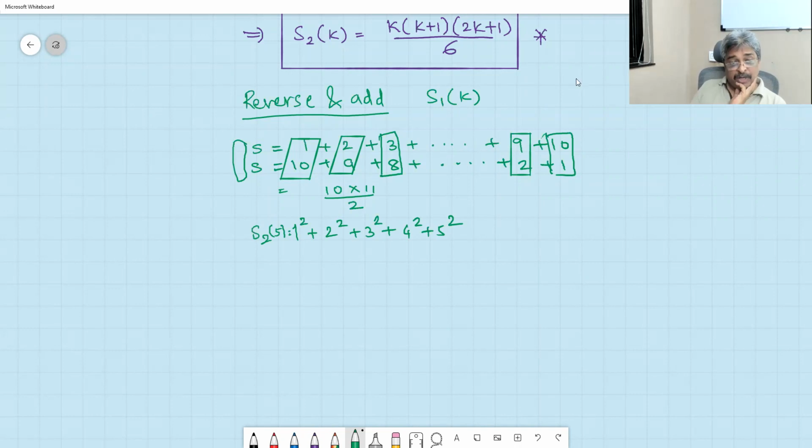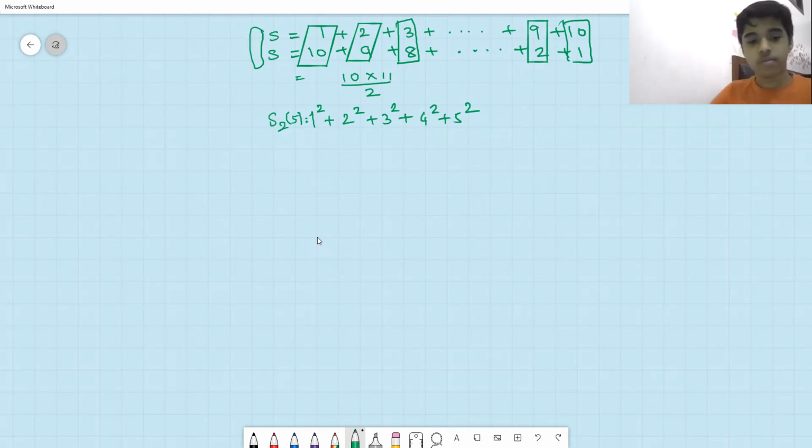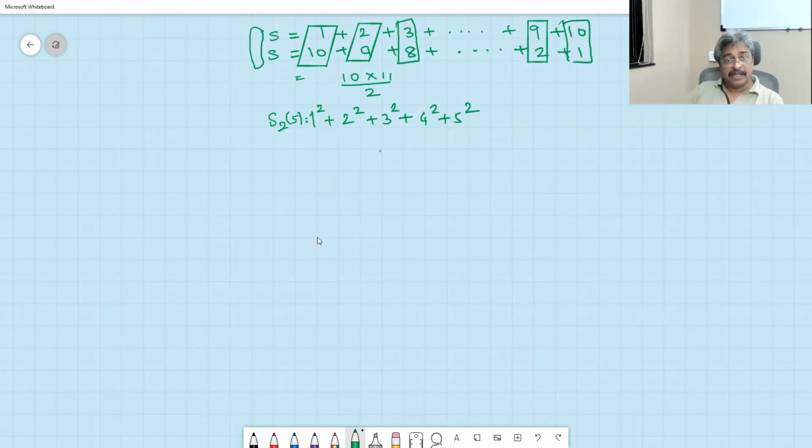But if reverse and add works for the first level, something should work for the second. I mean, this thought must have come to somebody's mind. I do not know whether Prakash sir himself has solved this or not, but I think he got the idea of this proof from somewhere.